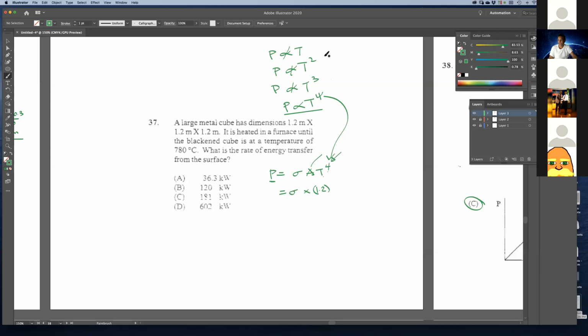I hope that answers the question. So you just have to know this. It's not a linear relationship. When he plotted power with temperature, he got a curve. With temperature squared, he got another curve. With temperature cubed, another curve. But when he plotted power with temperature to the fourth, he got a straight line. And therefore, that is the relationship that we use.